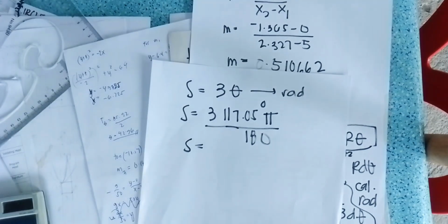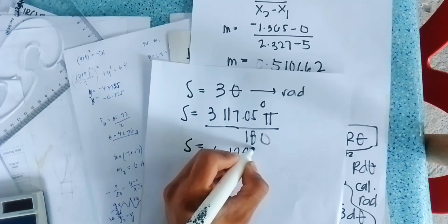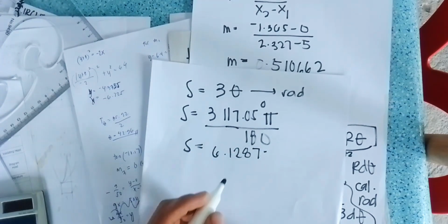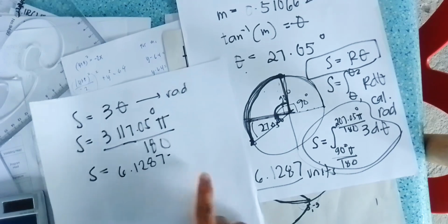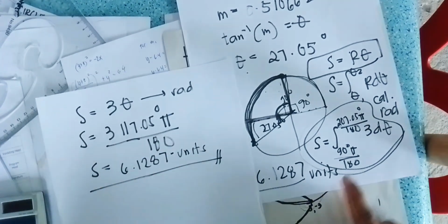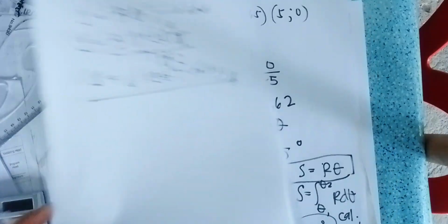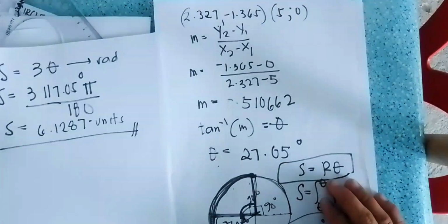It would give us 6.1287. Oh, they're equal. 6.1287 units. So, arc length is solved. Now, to find the centroid of this one, we'll use the same formula we applied before in L1.